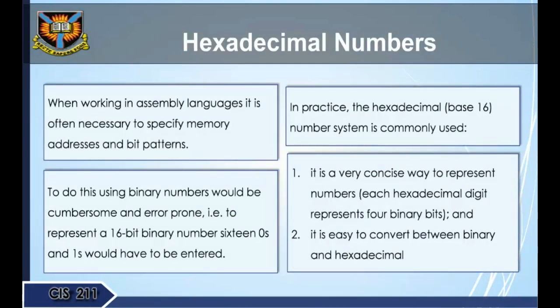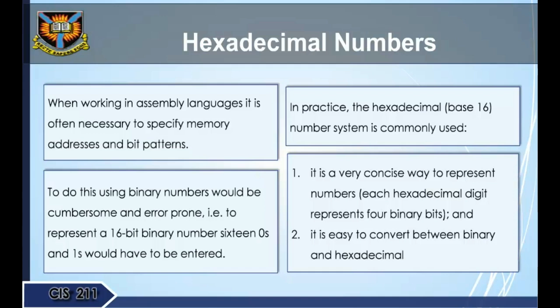Hexadecimal numbers. When working in assembly languages, it is often necessary to specify memory addresses and bit patterns. To do this using binary numbers would be cumbersome and error-prone. That is, to represent a 16-bit binary number, 16 zeros and ones would have to be entered. In practice, the hexadecimal base 16 number system is commonly used.